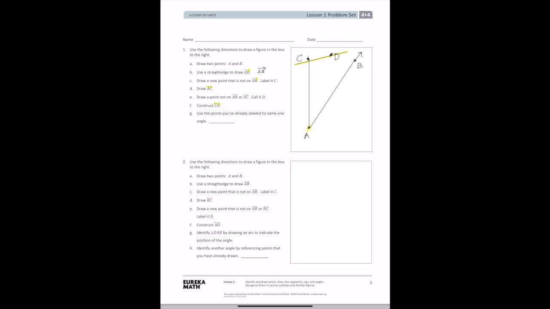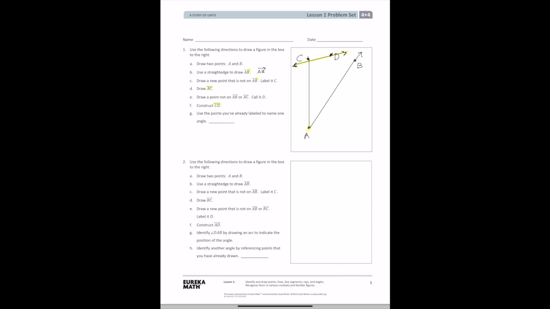C to D, and then passes through C, passes through D, and it's infinite. It means it continues on in both directions. Okay? And then G says use the points you've already labeled to name one angle.